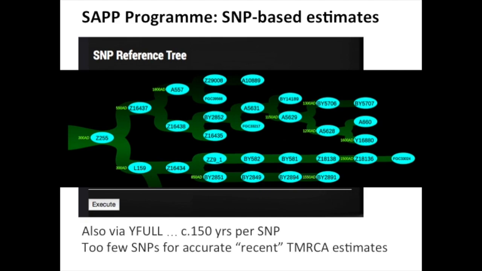But Dave has a SNP reference tree, and my Z255 group is here. You can see that Z255 is dated to 300 AD. The next one down is 550 AD. Then we have 1000 AD for A557. My particular branch is this one here, A5631. We have a date of 1150 for this, 1300, 1200, 1600. So he is using it to date these various branching points.